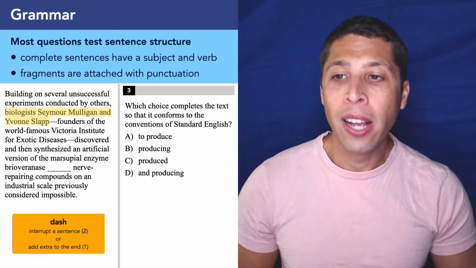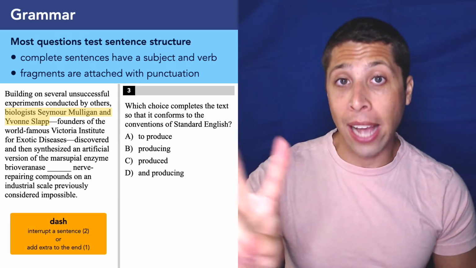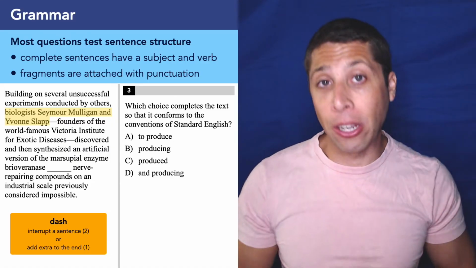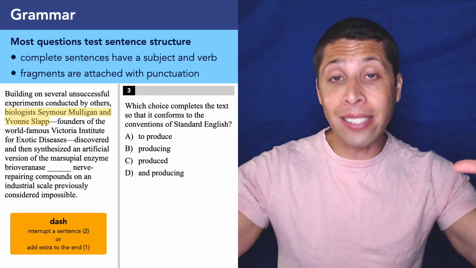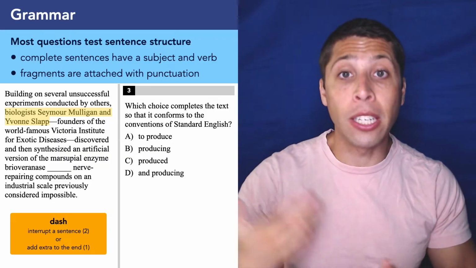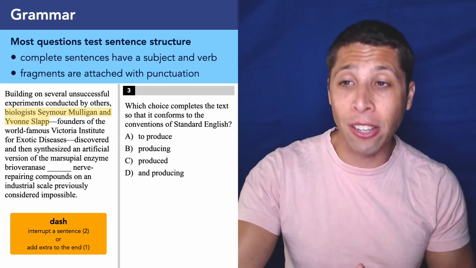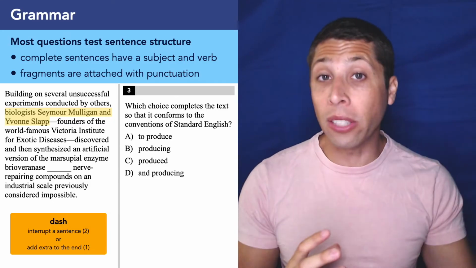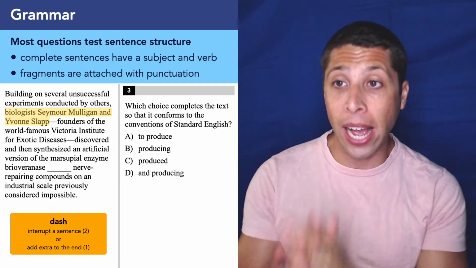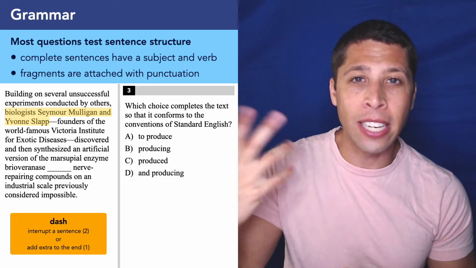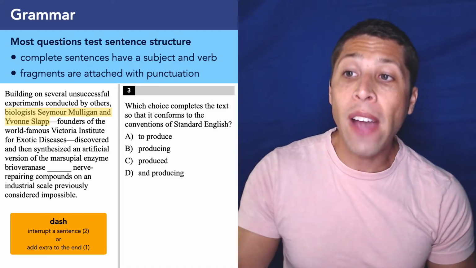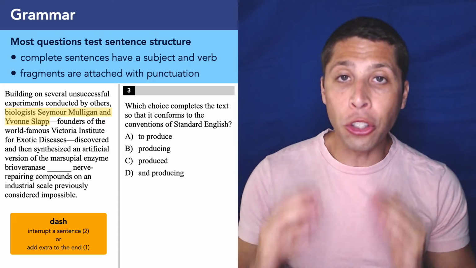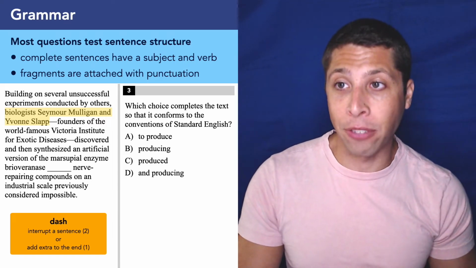So what does a dash do? In this case, because we have two dashes, we are using them to interrupt our sentence and insert some information into the middle of it. So sometimes we have a complete sentence, but it's broken apart by some sort of interruption, either with commas or with dashes. We can also use a single dash to kind of add something onto the end of the sentence. So you will see that on the SAT, but here we're using the double dash as an interruption. So we can kind of listen and hear that it's not itself a sentence either. Founders of the world-famous Victoria Institute for Exotic Diseases. It's kind of like just a description. So what we should do is ignore that part and kind of pick up where we left off.